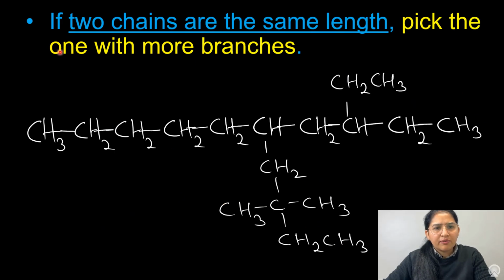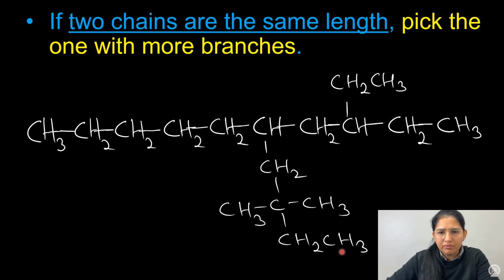Okay, let's say we have two chains of the same length. What does it mean? It means if I count the carbons from this side, the length is going to be the same. That's going to be 10 carbons. And if you count the carbons from the bottom, starting from here, again it's going to have 10 carbons. So if you do the numbering in a different way but get the same number of carbons, then the chain you are supposed to pick is the one that has more branches. So we will see how it comes to us.